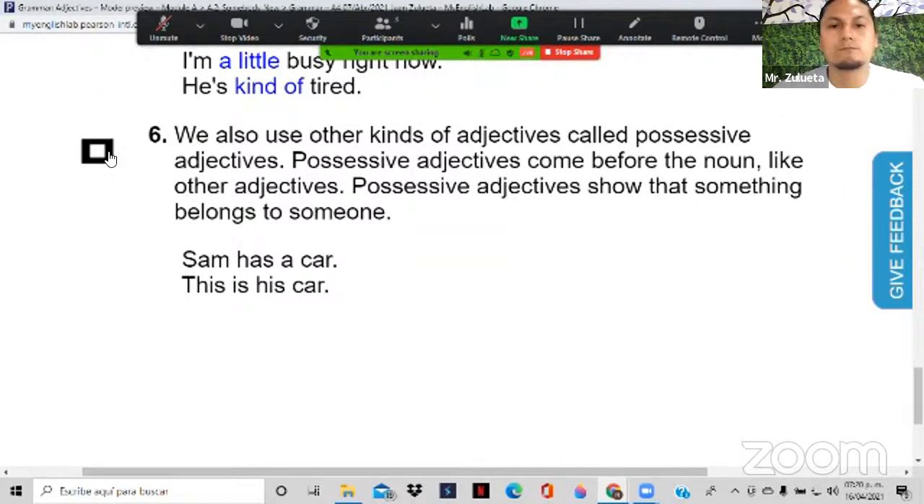We also use other kinds of adjectives called possessive adjectives. Possessive adjectives come before the noun, like other adjectives. Possessive adjectives show that something belongs to someone. Sam has a car. This is his car.